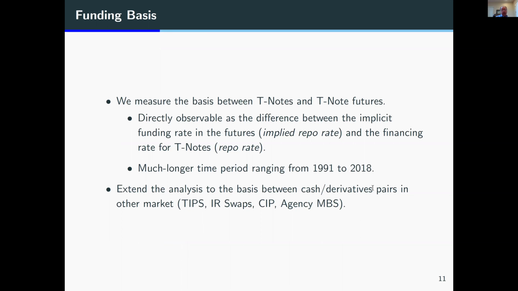What's nice about this is that we have almost a 30-year period where we can study this. So it goes way before the financial crisis.